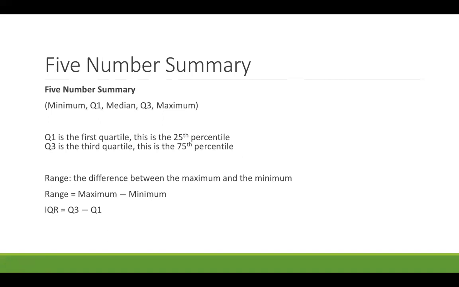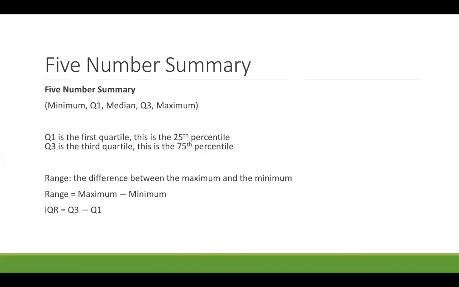The first number will be the minimum. The second number will be Q1, which is the first quartile. It's also the 25th percentile, which we just went over. The third number is the median. The fourth number is Q3, which is the third quartile. It's the 75th percentile. And the last number is the maximum, which is the highest number you're given.